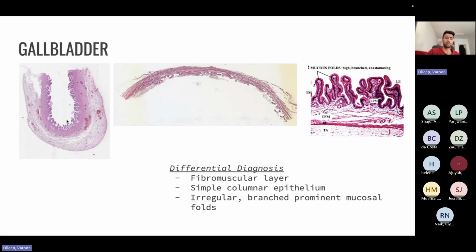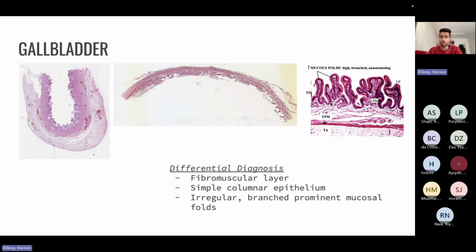these are the two slides which are present in your slide box. As you can see, they have different shapes, so you cannot just look at them with your naked eye and identify the slides. These are different cuts. When we talk about the differential diagnosis for these slides, the main one is the fibromuscular layer. I'll explain what it is in the next slide. Then simple columnar epithelium and irregular branched prominent mucosal folds.